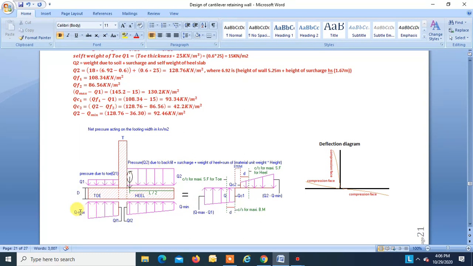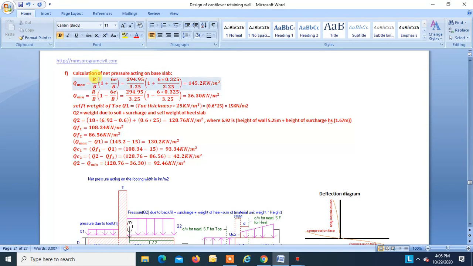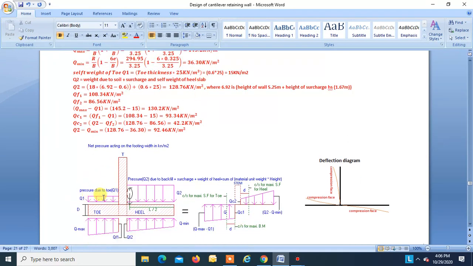Q max and Q min can be found by this formula. Please remember, this formula is only applicable when the resultant R falls within the middle third of the base slab. R we know, e also we know, we already have found eccentricity, that is 0.325. So Q max is 145.2, Q minimum is equal to 36.3. Now self weight Q1 is the thickness of slab into 25, so 0.6 into 25 is 15 kilonewton per meter square.